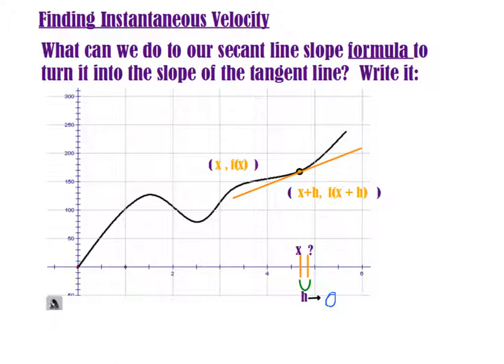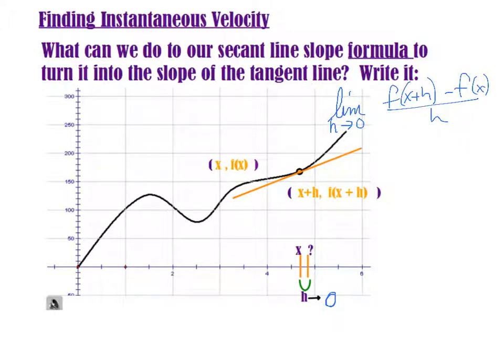You can see in my picture that my secant line is now a tangent line. And I'm going to write this formula now, and this is now for instantaneous velocity. It is going to be the limit as h approaches 0 of f of x plus h minus f of x all over h.